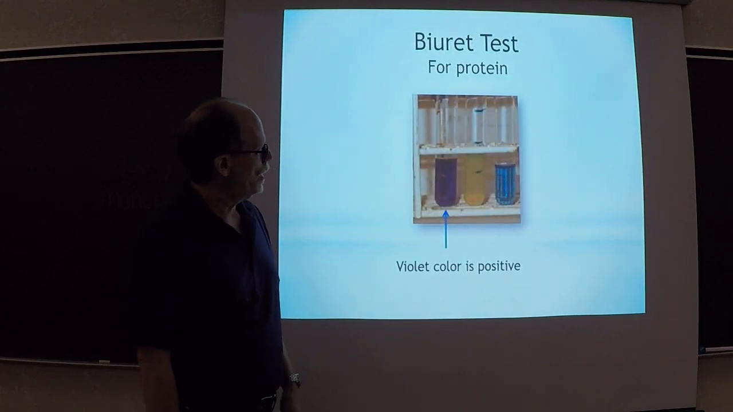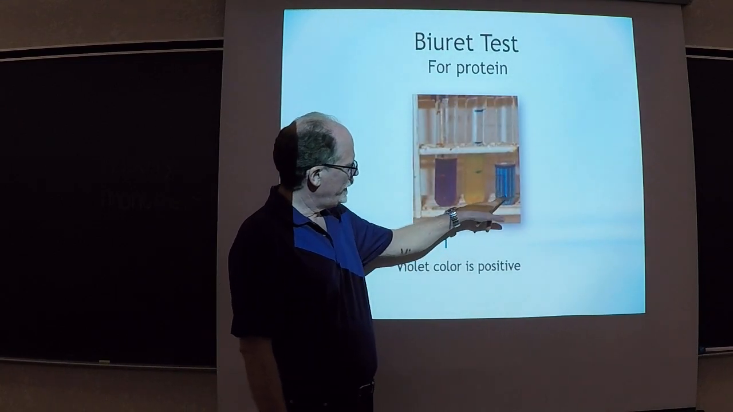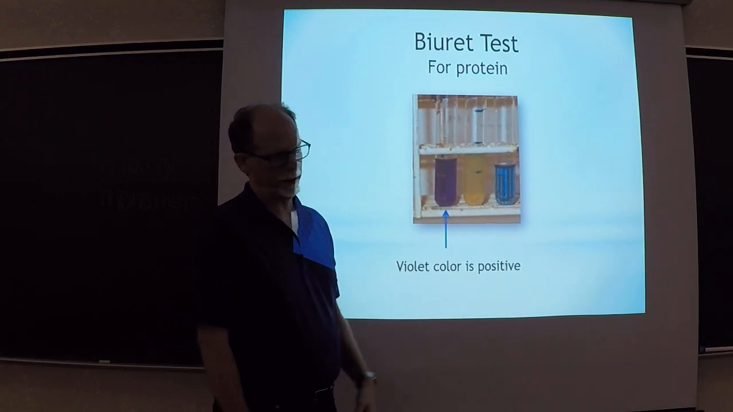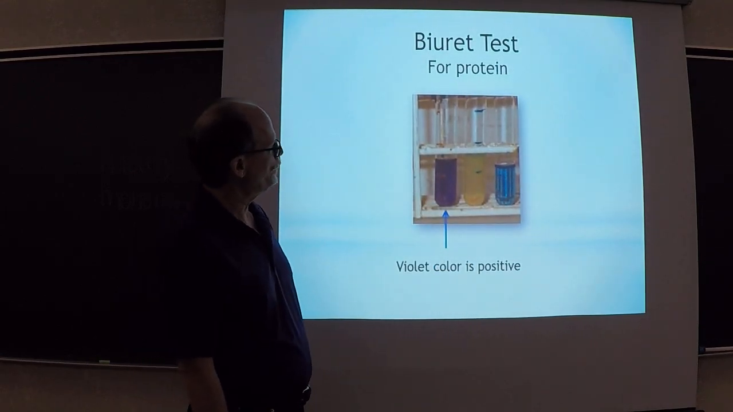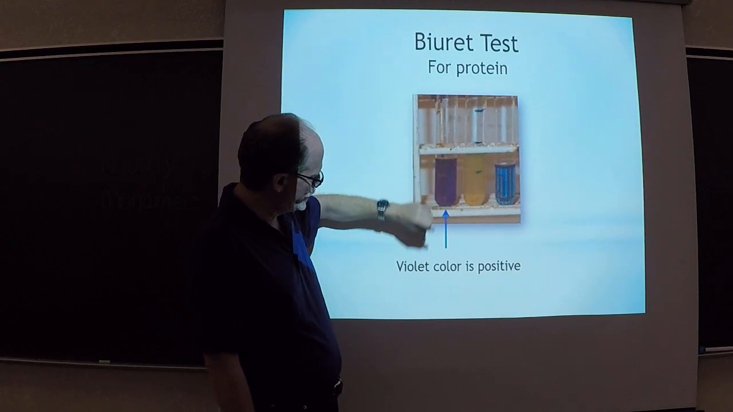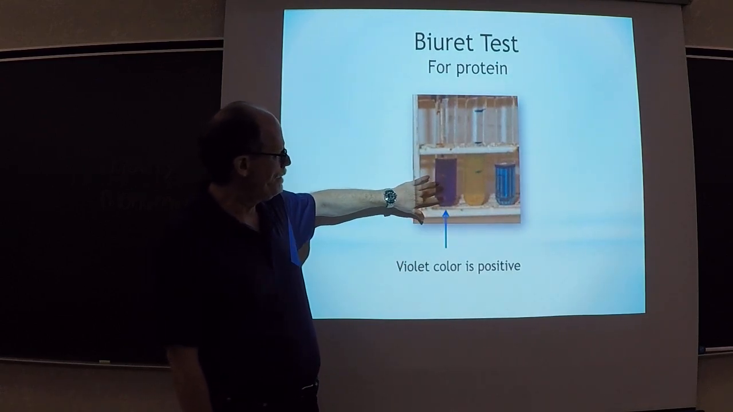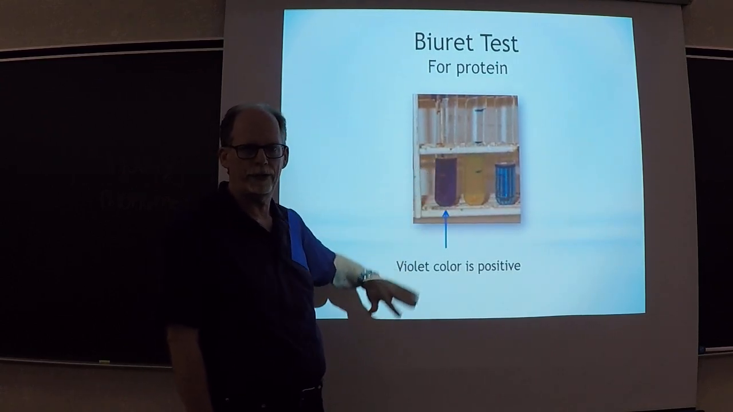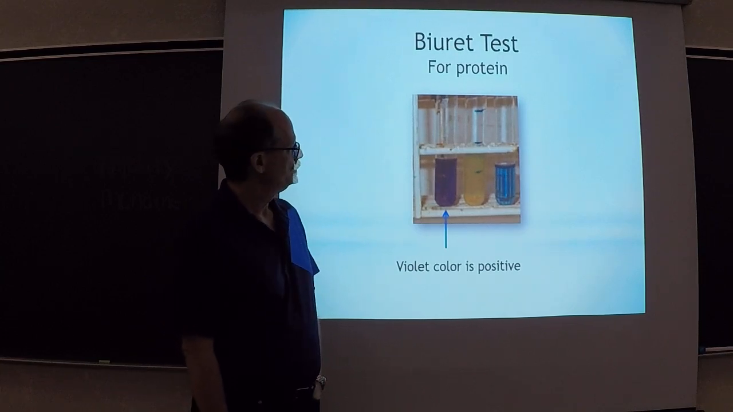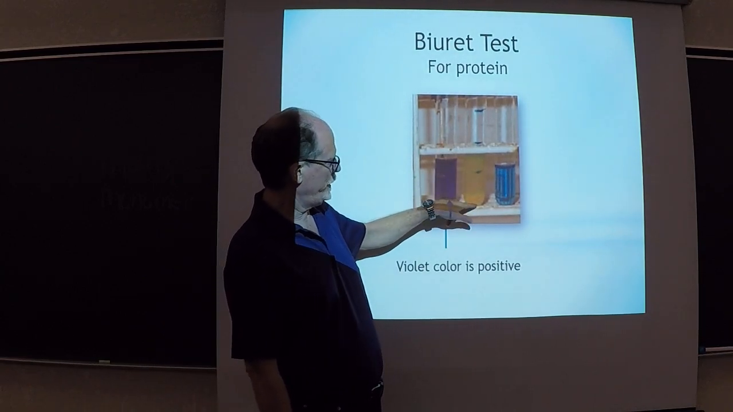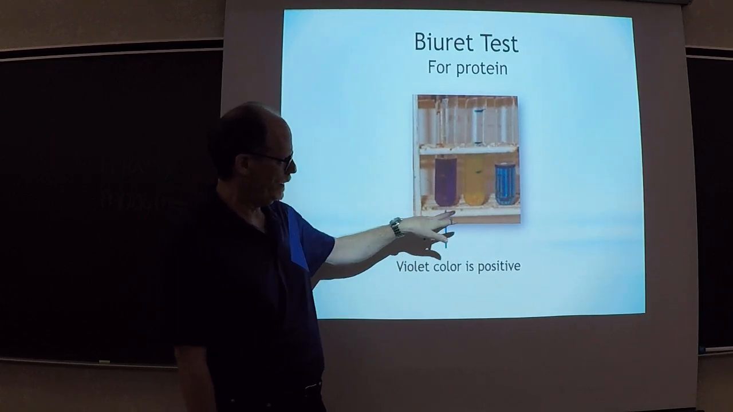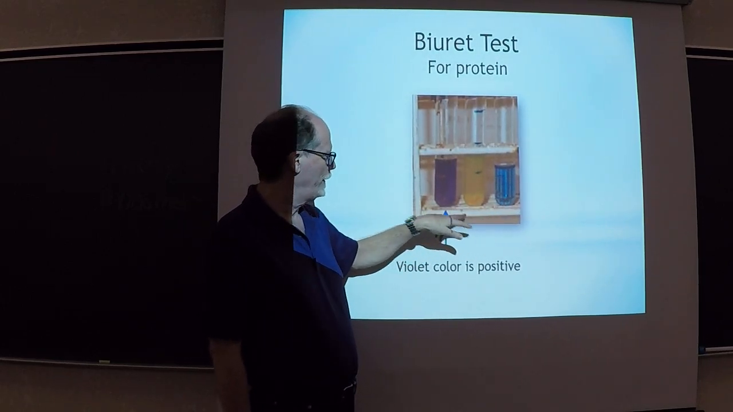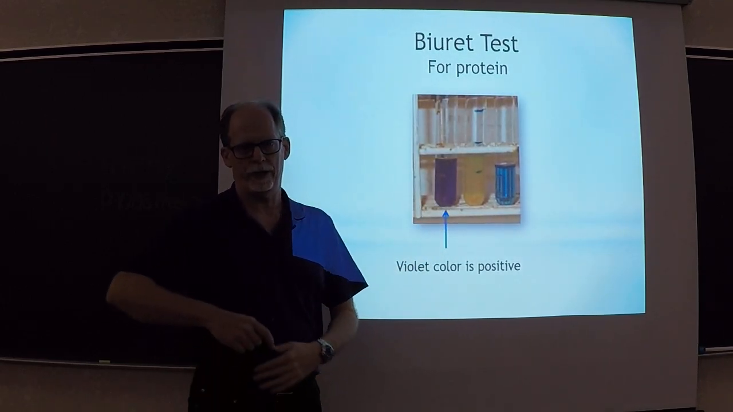This one's a little bit harder to see. The negative tends to be this blue color. So for Biuret, you add Biuret reagent, and you get a violet color if protein is present. I'm not quite sure what this one is here. Just ignore that. This would be a negative test. This would be a positive test for Biuret.